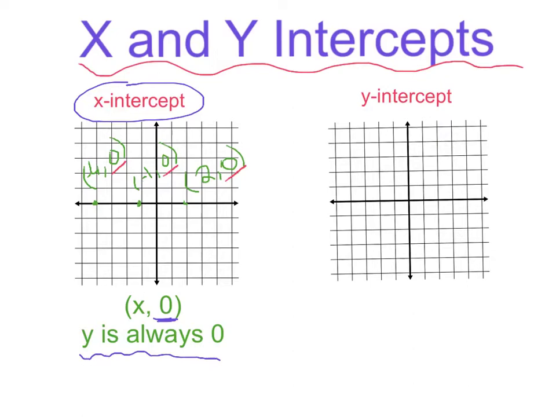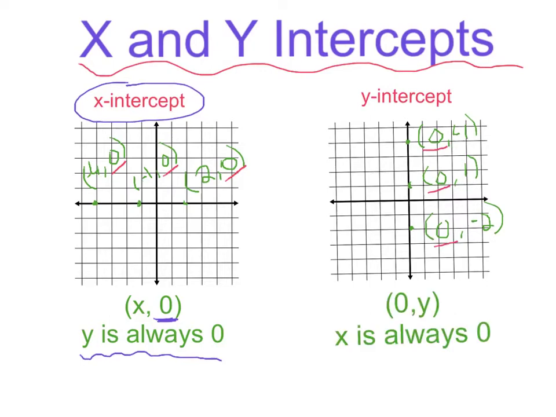But now I want to think about the y-intercept. So if I just plot 3 points and then label them, this is the point 0, 4, 0, 1, and 0, negative 2. So what do all of these points have in common? The y-intercept, it means that x is always 0. So if we ever want to solve for the y-intercept, to find the y-intercept, we have to look at what happens when x is 0.